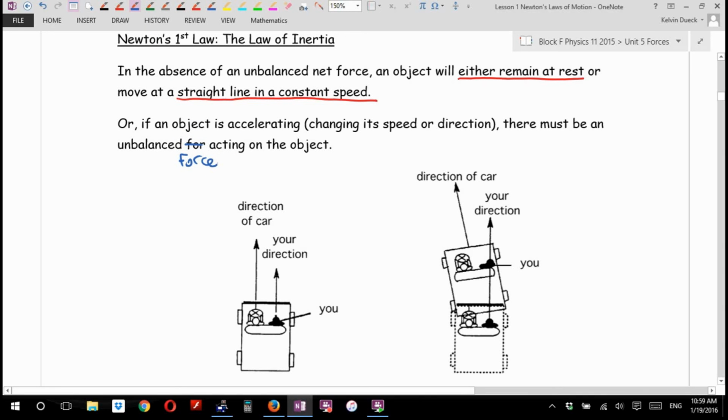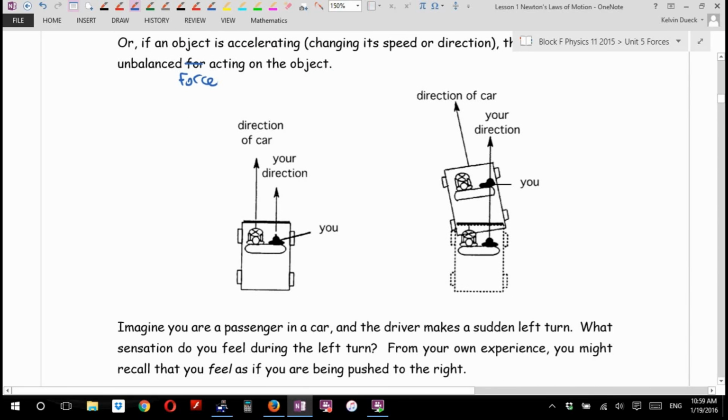Let me give you an illustration. Imagine you're a passenger in a car, and the car makes a rapid left turn. What do you feel during that turn? From your own experience, you might feel like you're getting pushed to the right. That is not what's happening. What's actually happening, because your body, Cohen, has inertia, has mass, it wants to keep going in a straight line at a steady speed. The car door actually applies a force on you to turn you around that corner.